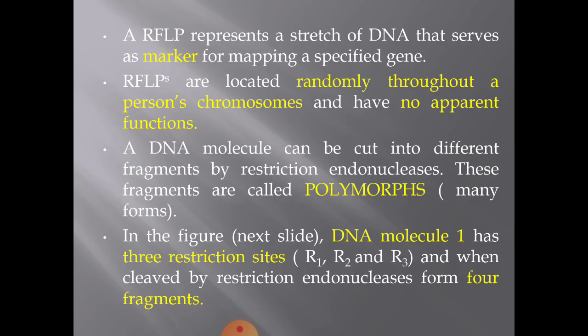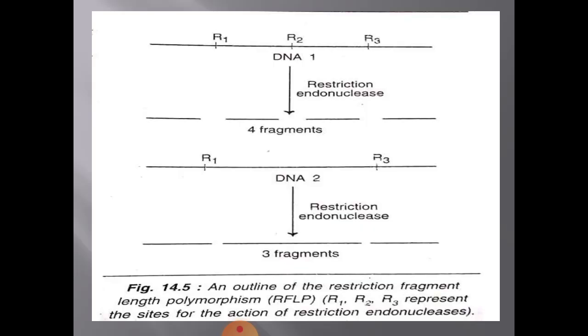Okay. See, normally these RFLPs are located randomly throughout a person's chromosomes, and apparently they don't seem to have any functions. Now, you can cut a DNA molecule into different fragments by restriction endonucleases, and whatever fragments you get are called polymorphs. Poly means many, morph means forms, polymorphs. Okay. Now, let me explain this diagram.